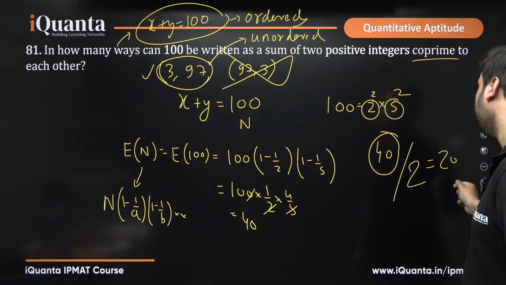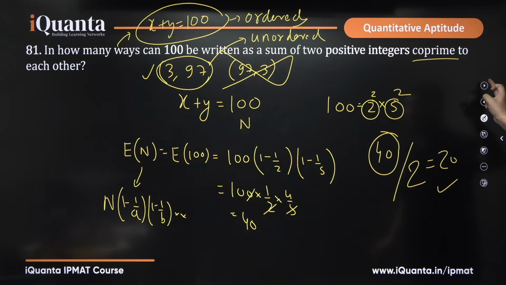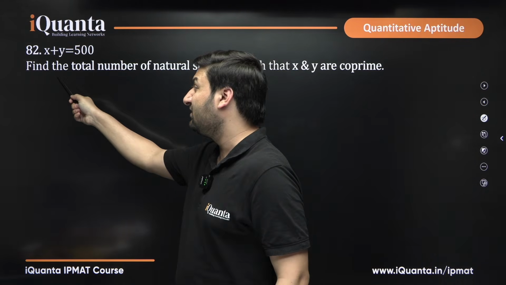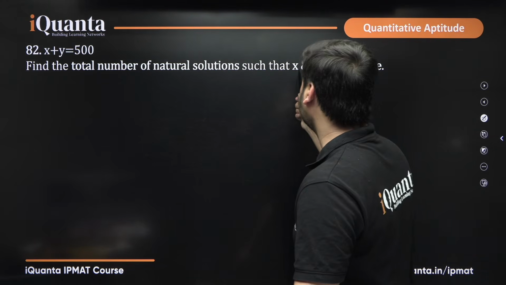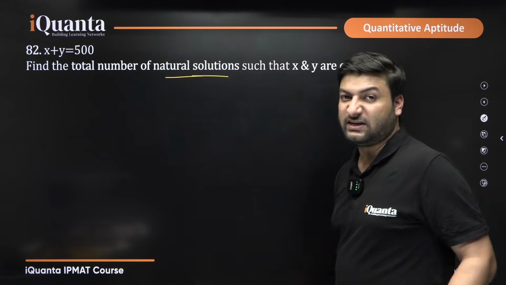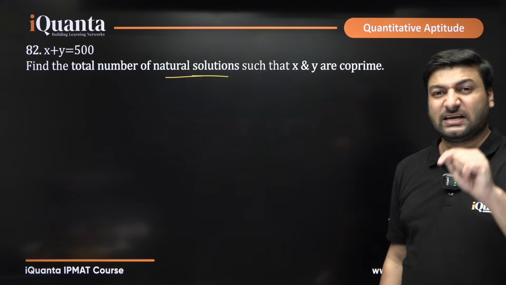So 20 will be our answer. But if I take you to this particular question, it says x plus y equal to 500, find the total number of natural solutions such that x and y are coprime. So there are two numbers, coprime, natural means positive, they have a sum 500. In this case, order matters.